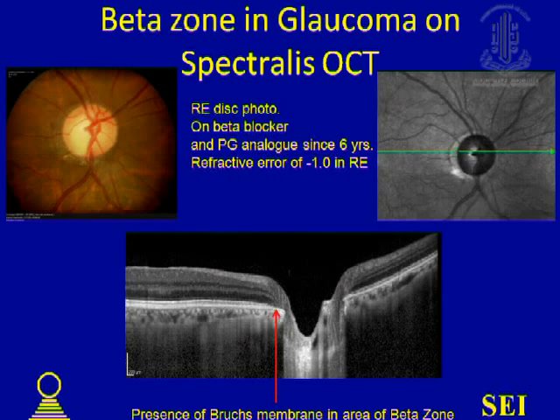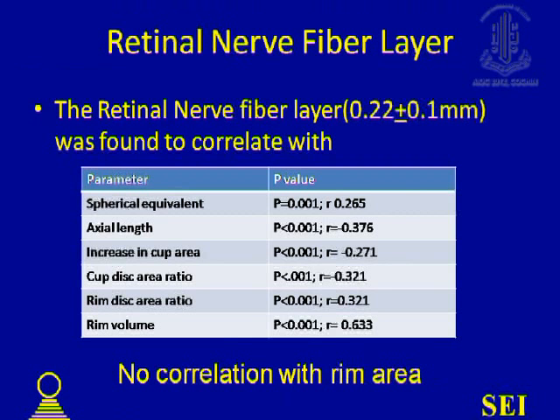And this is the beta zone in glaucoma. You can see the beta zone, and you can see that the Bruch's membrane is ending right up here. This is the retinal pigment epithelium here that is ending here, and this correlates with the beta zone margin, and this correlates with the optic disc margin, which we have already proved on histology.